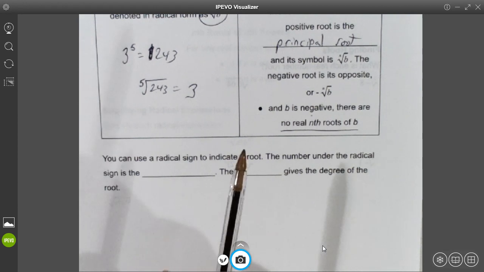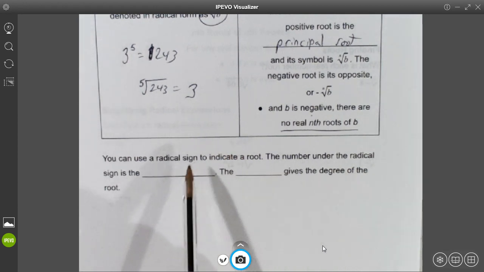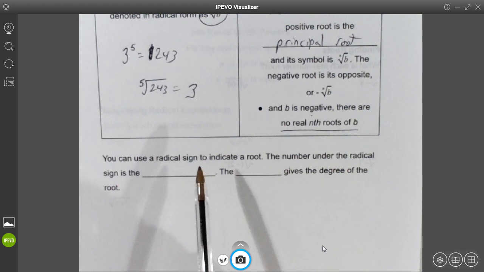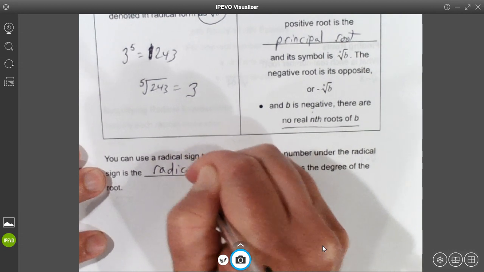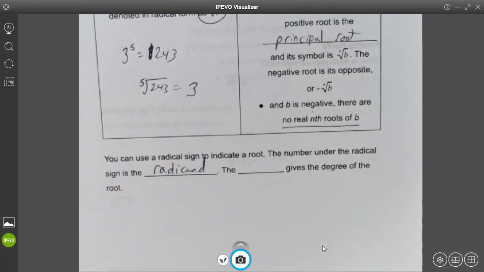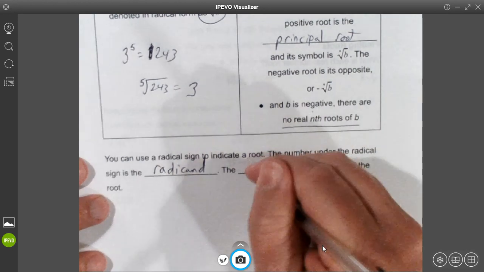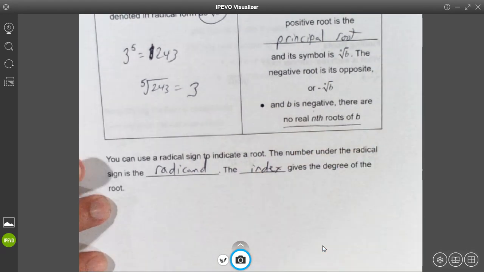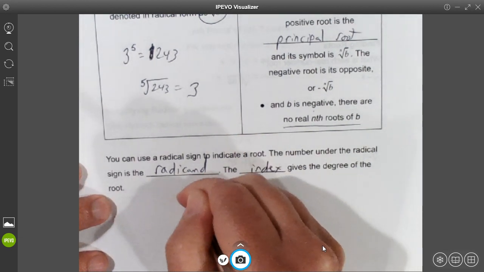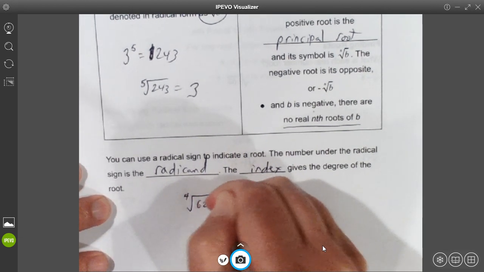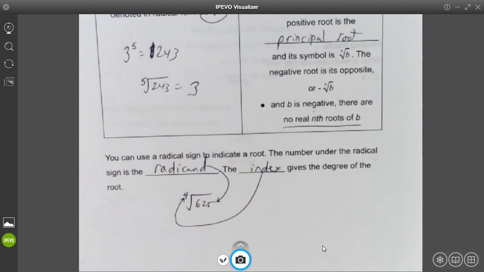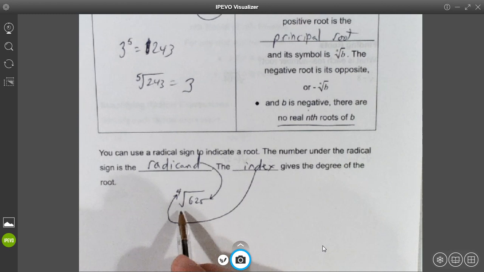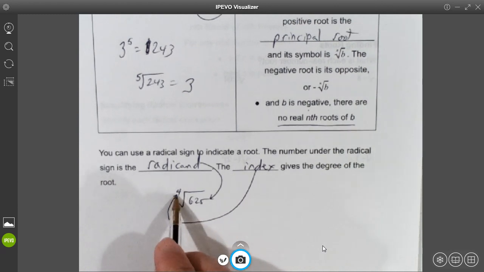Now you can use a radical sign to indicate a root. The number under the radical sign is called the radicand. Let's get some terminology down here. The little number above, and I'll show you an example, is called the index. Let's go back to the one we just did, the fourth root of 625. This is the radicand, and that is called the index. The radicand is the number underneath the radical symbol. I need to stop saying square root because they're not all square roots. This is a fourth root.